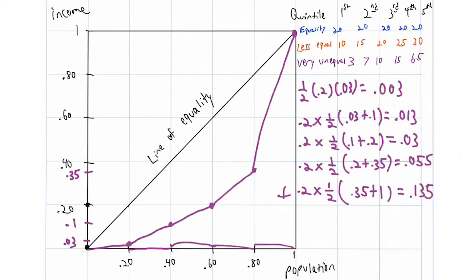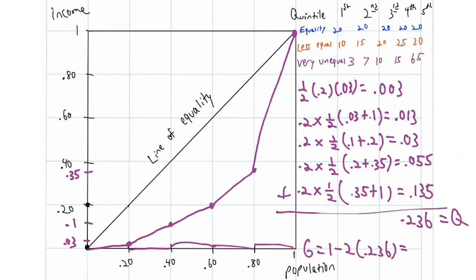So if we add all of those numbers up, we get 0.236, and that's equal to Q. So our Gini is equal to 1 minus 2 times 0.236, which gives us 0.528. You see that's a bigger number for the Gini coefficient. It is more unequal than the previous examples. I hope that helps. I am here for any questions that you still have.